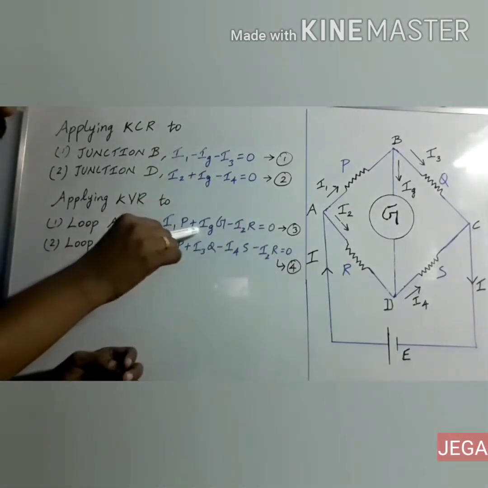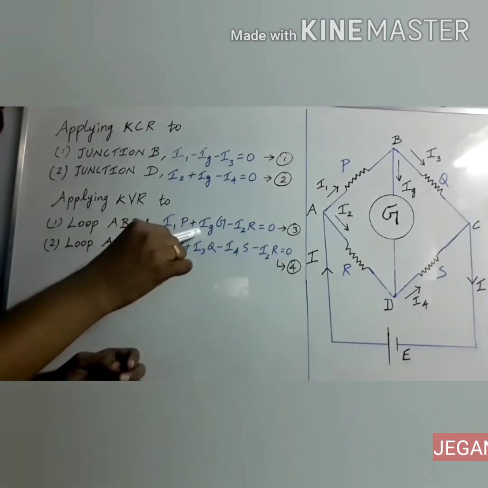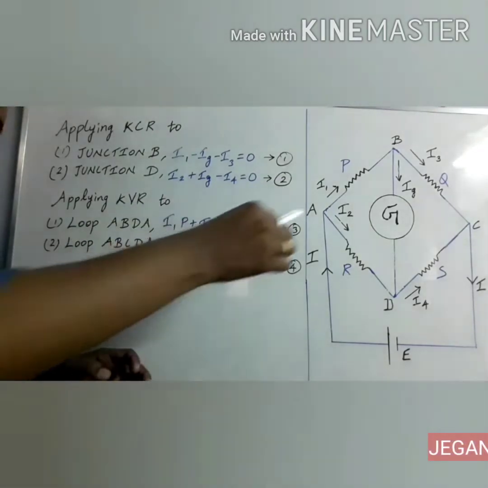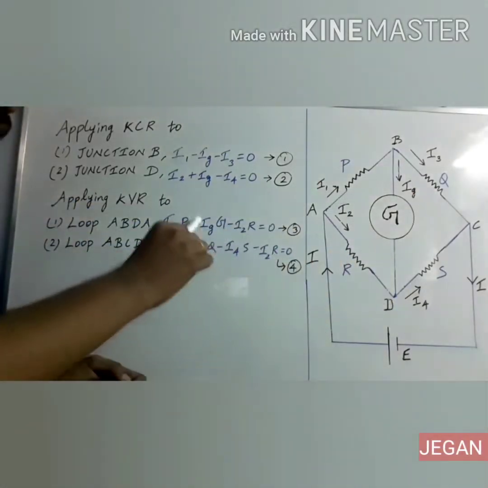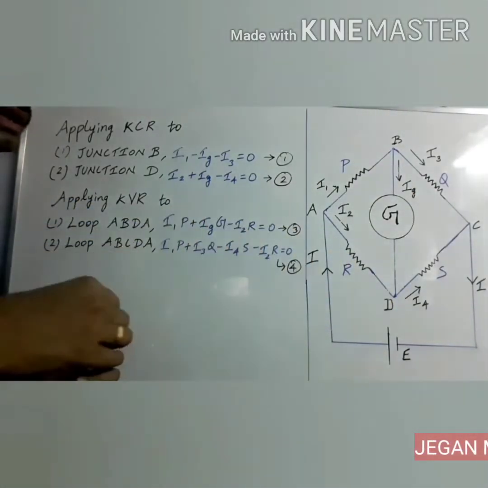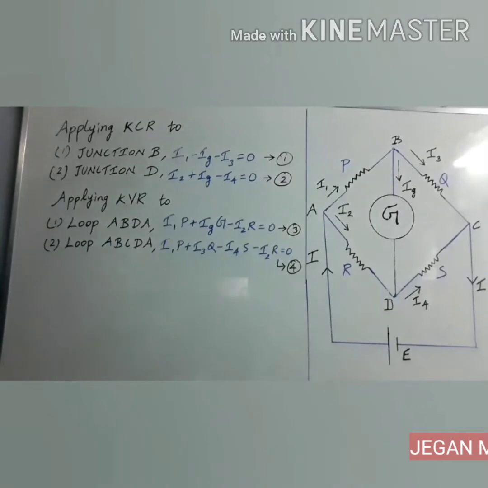Here we have written that it is equal to 0 because the sum of the products of the current and the resistance will be equal to the EMF in the closed loop. In this closed loop, there is no cell, so there will be no EMF. So the algebraic sum of these values will be equal to 0. Let us consider that as the third equation.